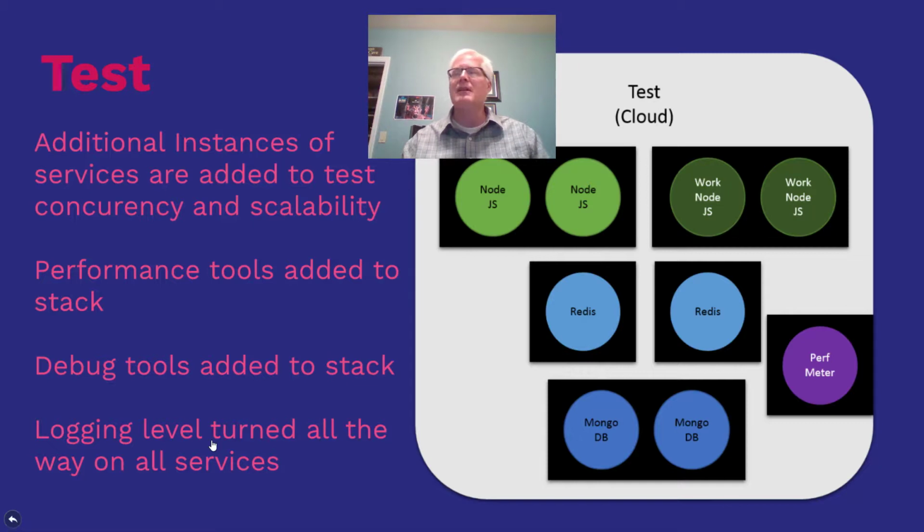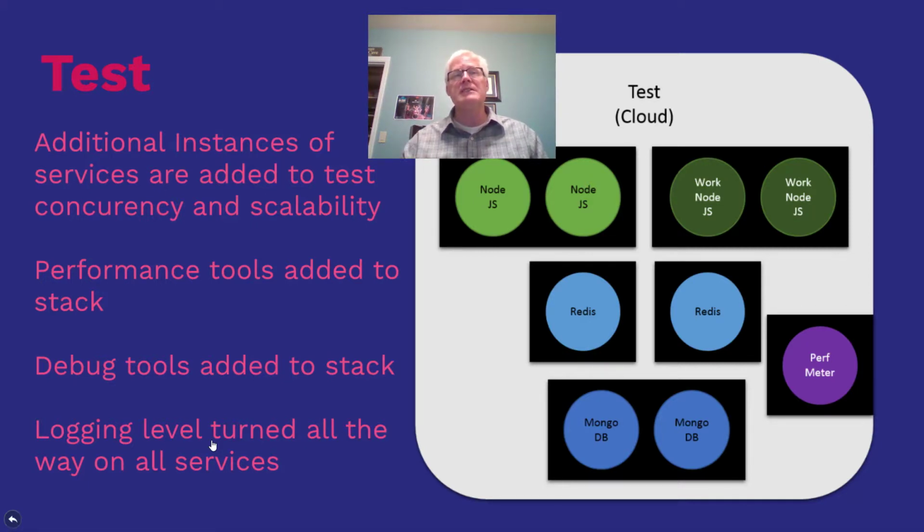And for Redis, I'm going to have 2 Redis queues, making sure that I have a little bit of redundancy there. I may even put a little redundancy in there for MongoDB. And I may even have another service that's watching and doing performance metering for me. The key here is that the developer shouldn't have to change his definition for his application. It would still say Node.js, worker Node.js, Redis, and Mongo.